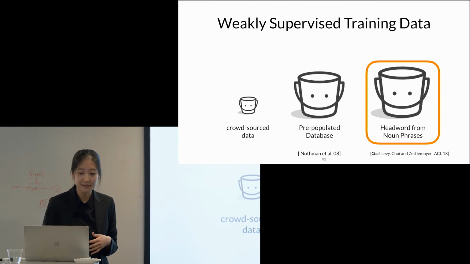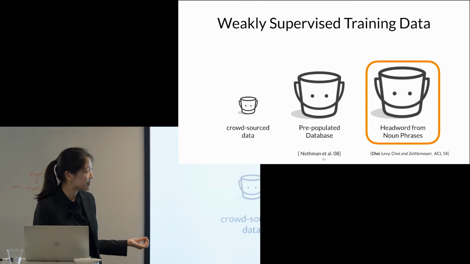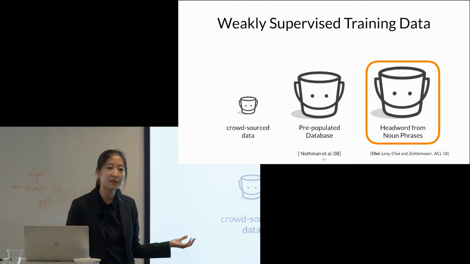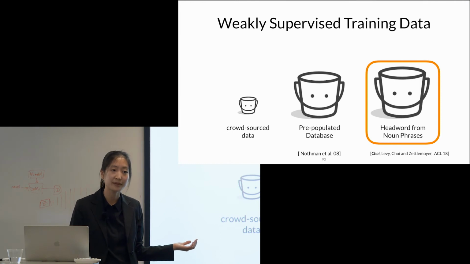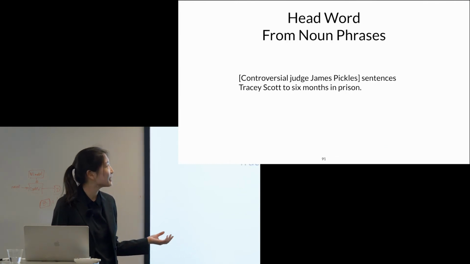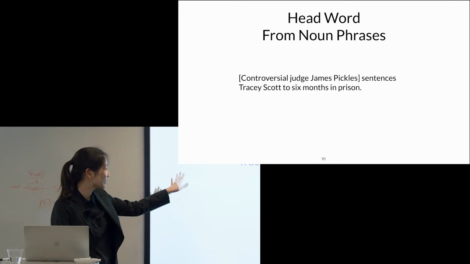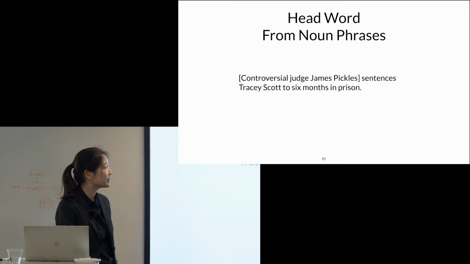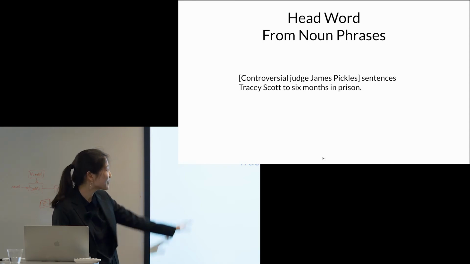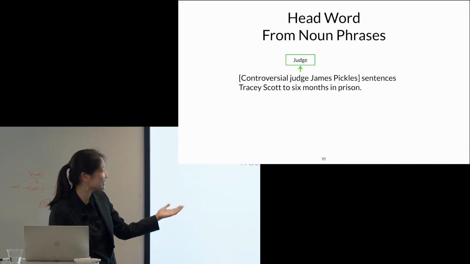So in the next slide, I'm going to talk about new sources of supervision that we introduced that don't suffer from this context-insensitivity problem. We call it headword from noun phrases. So look at this example. Controversial Judge James Pickles sentences Tracy Scott to 6 months in prison. We want to know what this entity is, but the answer is actually there.